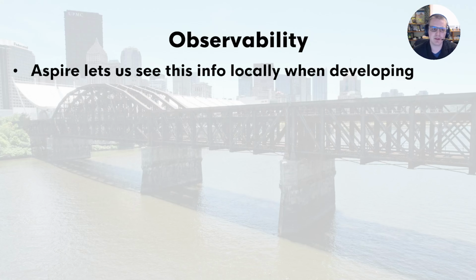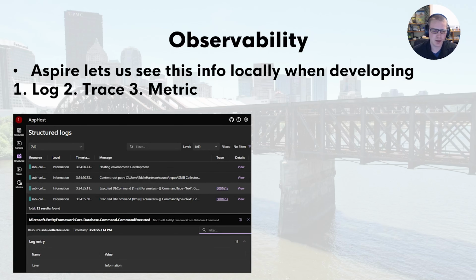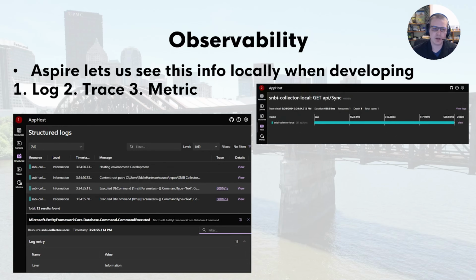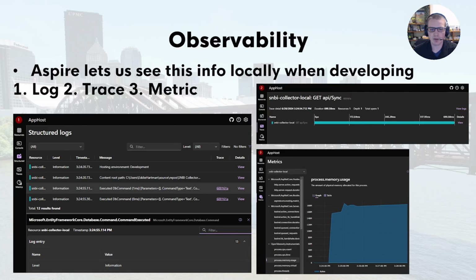So what do we have set up in terms of observability? Well, on the development side, we have this tool called Aspire that lets us see this information locally when developing. Here's an example of number 1, a log. This is what a log looks like in Aspire. Here's a trace, which is more of a time-sensitive network view, basically tracking the information going to and from the server. And then number 3 is a metric where we're looking at the memory usage.